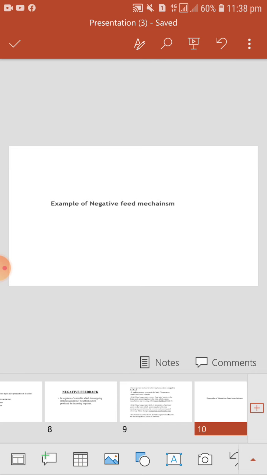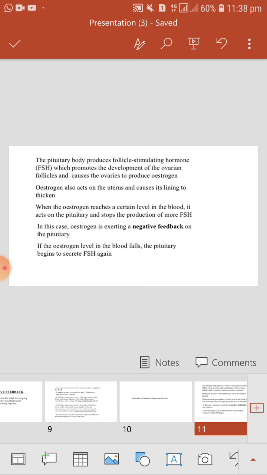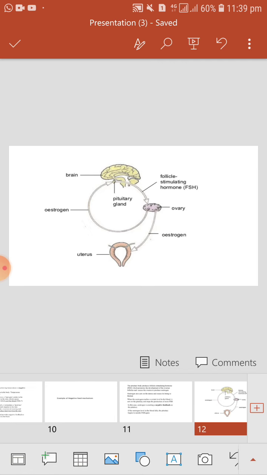Now, we will take an example of negative feedback. The pituitary produces follicle stimulating hormone, FSH, which promotes the development of the ovarian follicles and causes the ovaries to produce estrogen. Estrogen also acts on the uterus and causes its lining to thicken. When the estrogen reaches a certain level in the blood, it acts on the pituitary and stops the production of more FSH. In this case, estrogen is exerting negative feedback on the pituitary. If the estrogen level in the blood falls, the pituitary begins to secrete FSH again. This is the diagram which I made. The brain produces the follicle stimulating hormone, which goes to the ovary, estrogen goes to the uterus, and estrogen also goes to the brain. By this diagram you can explain it.